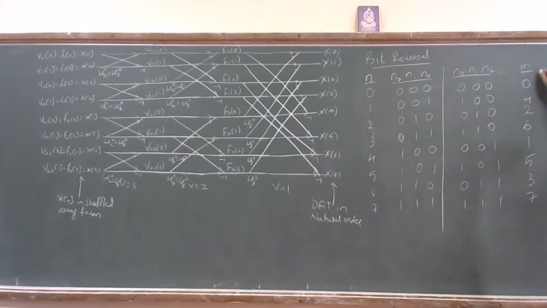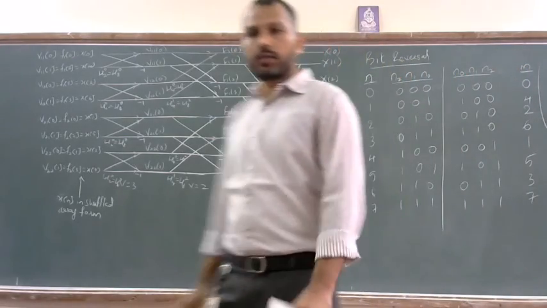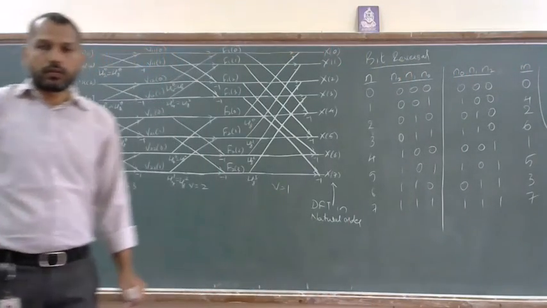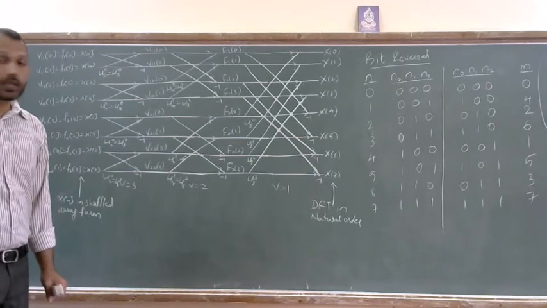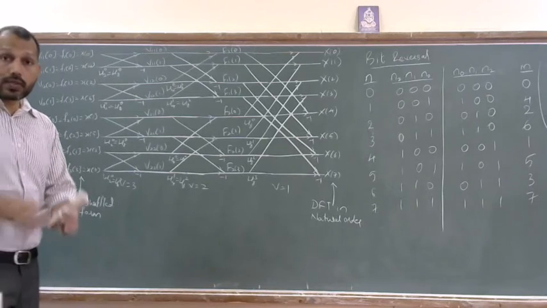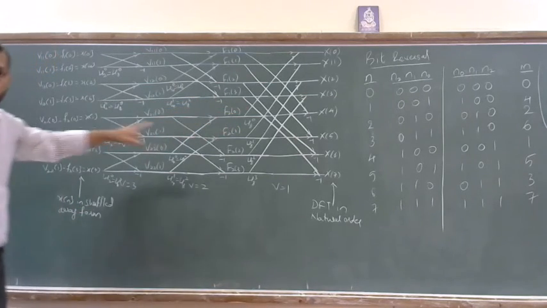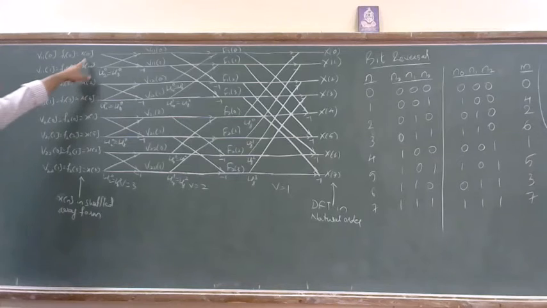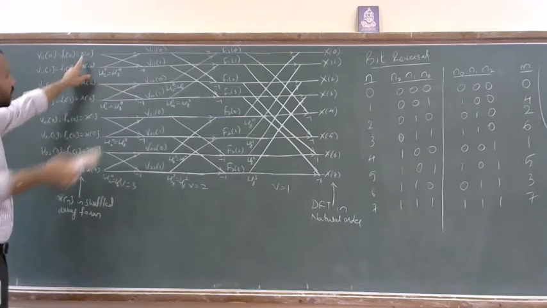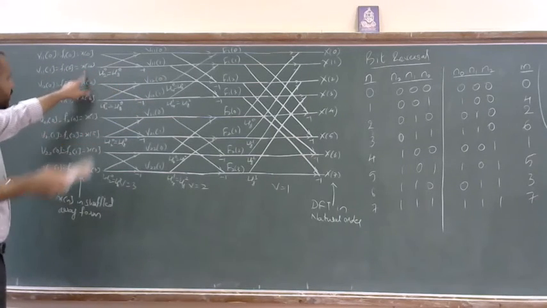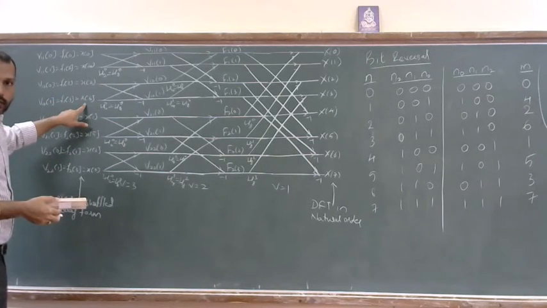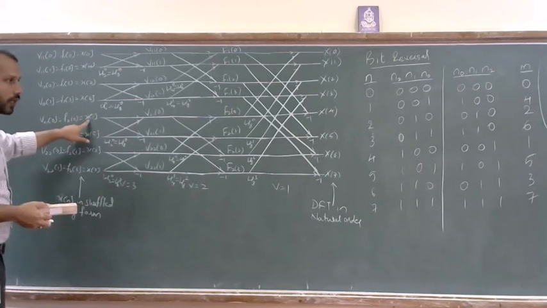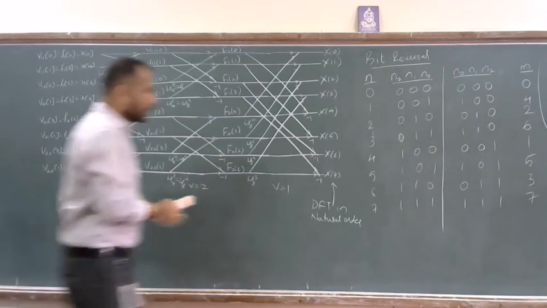Now how do these look? Those are the index values of the input. First is x of 0; we have got 0 there. Next is x of 4, next is x of 2, next x of 6. And likewise x of 1, x of 5, x of 3 and x of 7.